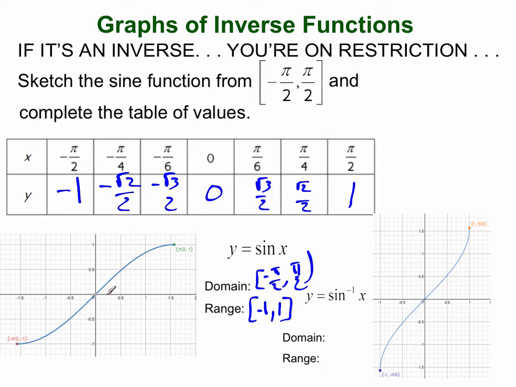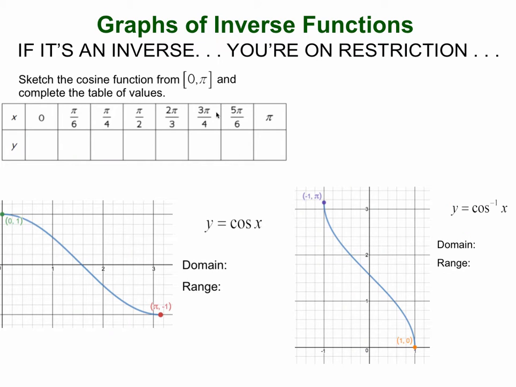Now, to graph the inverse sine function, you just switch the x's and y's. And when you do this, you find you have a domain from -1 to 1 and a range from -pi/2 to pi/2. This is y equals inverse sine of x.